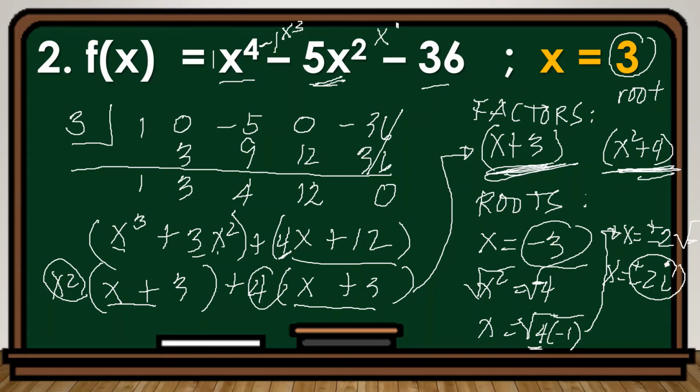So let's summarize. The other two factors are x plus 3 and x squared plus 4. And the other roots are negative 3, positive 2i, and negative 2i.